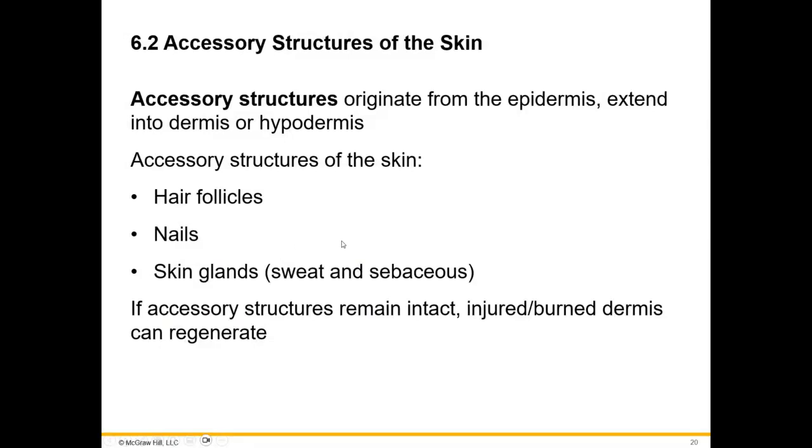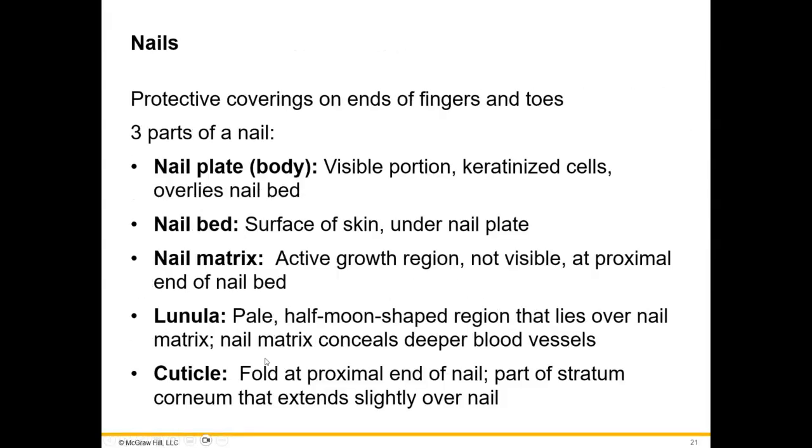Accessory structures originate from the epidermis and they extend into the dermis or the hypodermis in many cases. The accessory structures of the skin include the hair follicles and your nails and the skin glands, both sweat and sebaceous glands. If the accessory structures do remain intact, injured or burned dermis is able to regenerate, but not if it's too deep.